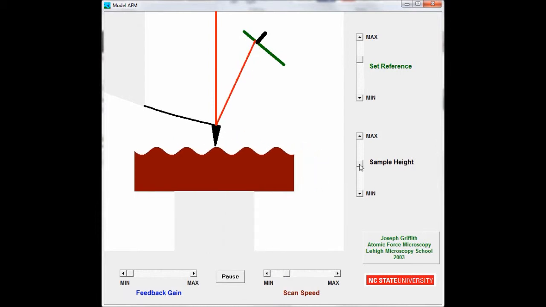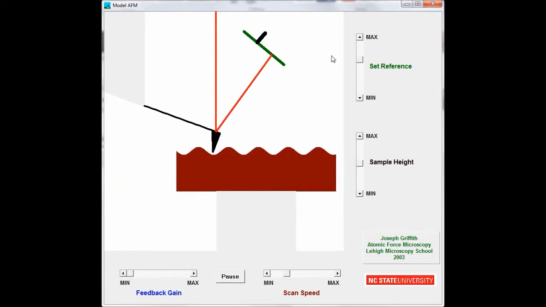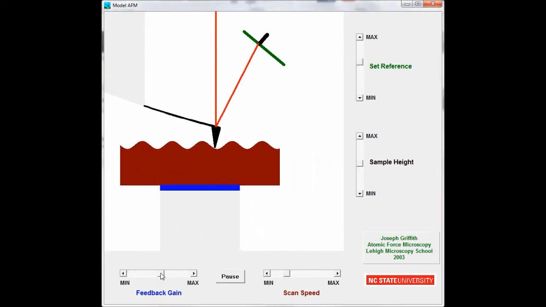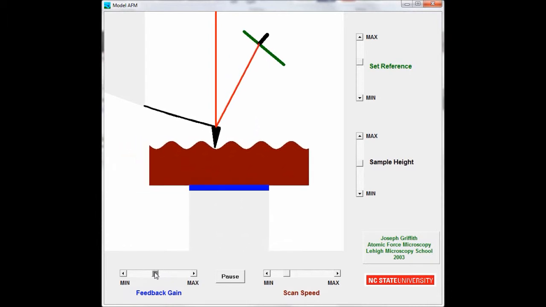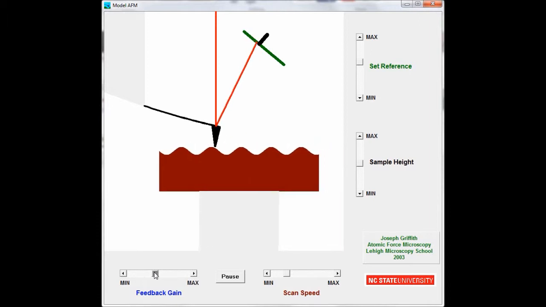The gain is used to adjust what the AFM does with the interaction between the cantilever and the sample. With no gain, or the gain on minimum, the microscope just continues scanning the sample. If you set the reference and then increase the gain, the sample will be moved up and down to keep the laser lined up with the reference point. The amount that the sample has to be moved is then measured to produce the same result.